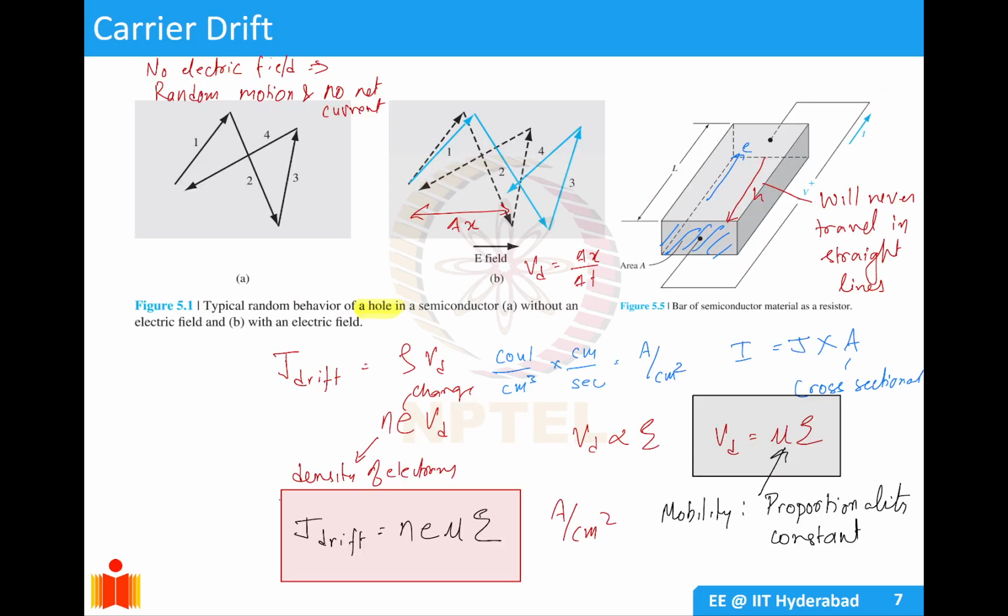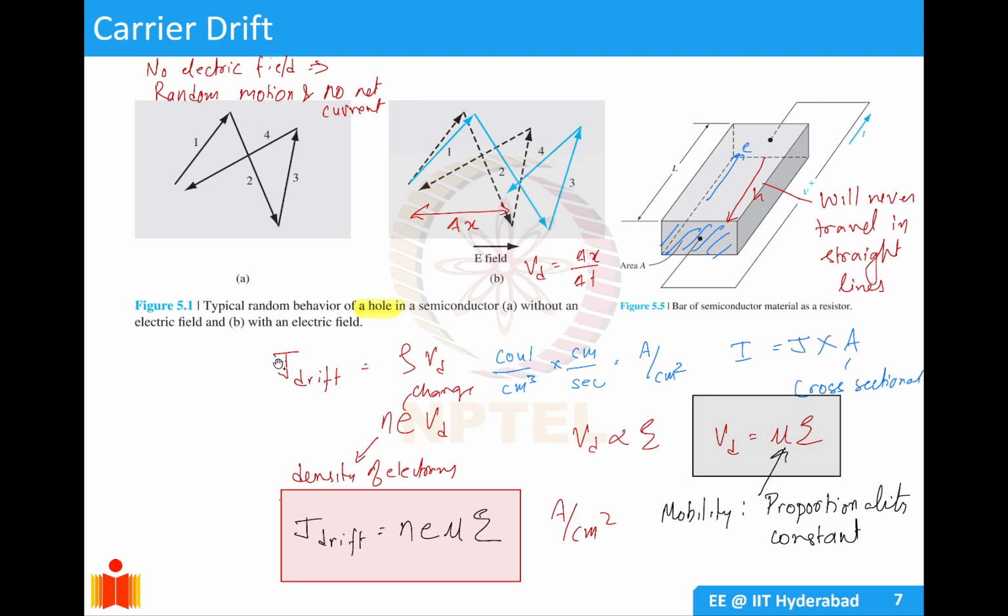Now we come to current flow, carrier drift. When there is no electric field, the electrons and holes move in random directions. Due to this random motion, the net movement is 0, so the net current flow is zero. But when there is an applied electric field, the electrons will move in the direction of the electric field, and the holes will move in the opposite direction, and the flow of electrons and holes can be calculated in terms of drift current.